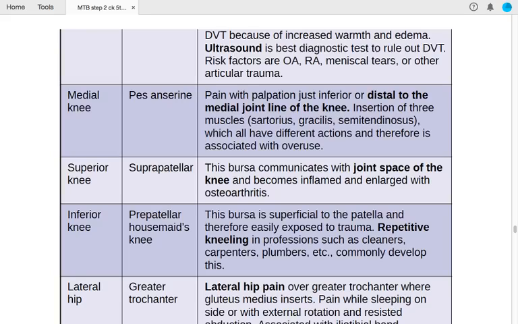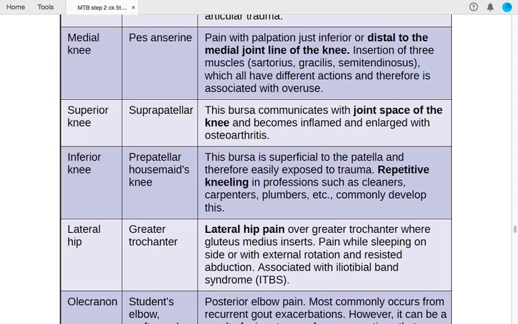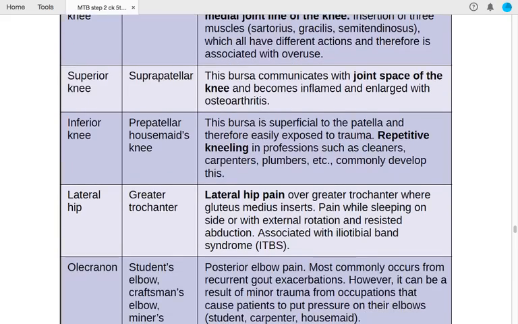Now superior knee, we can say in the case of the suprapatellar bursa. Suprapatellar is an example here, and we look at the location and the pathology. The location is superior to the knee, and this bursa communicates with the joint space of the knee and becomes inflamed and enlarged with osteoarthritis. Right, with osteoarthritis, we can see the involvement of this particular bursa.